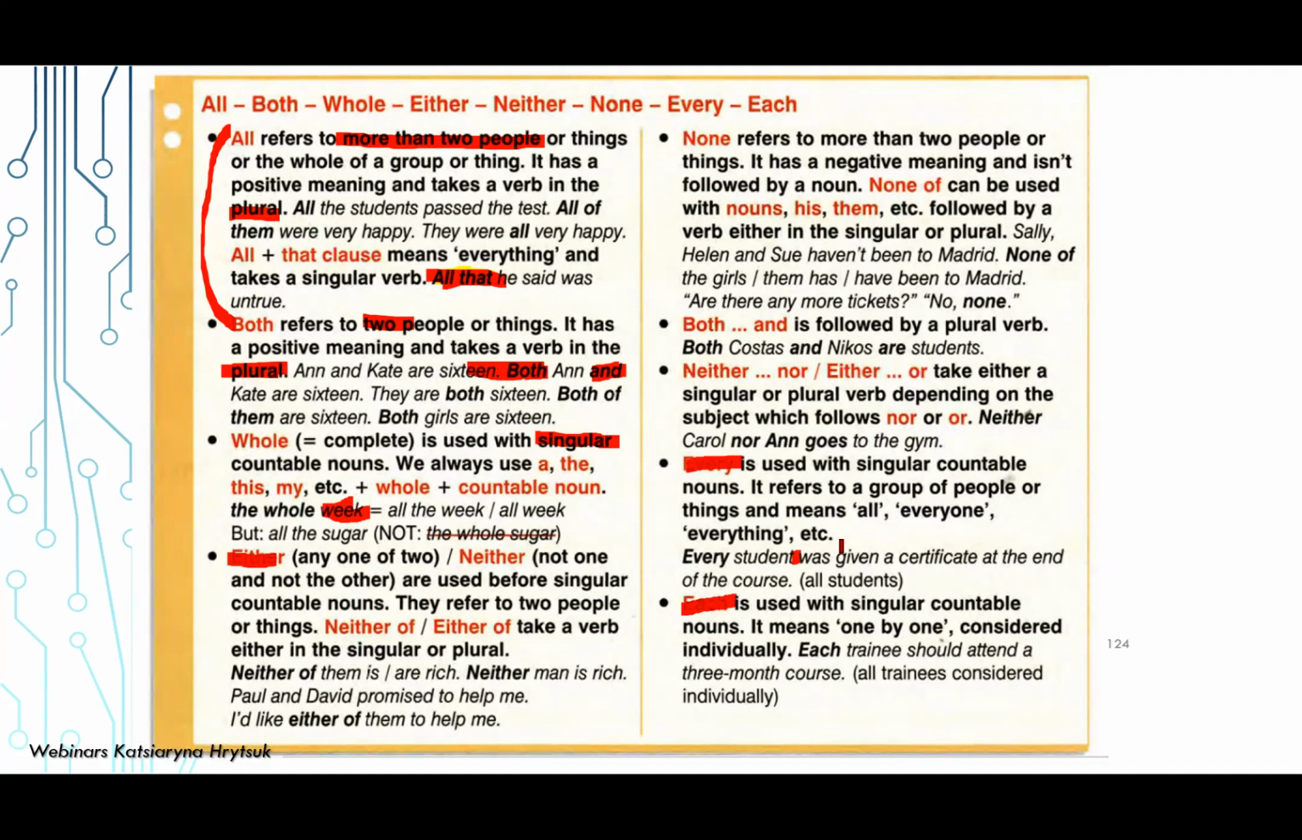And each is also used with singular countable noun, also one by one. It's more individual. Every, we still look at them individually, but it's more like a group. Each, I care about it. I gave Emilia, I gave Zhenya, I gave Vika, and so on. So that is the difference. Every is more generalized. Each is more specific and focused on the individual.